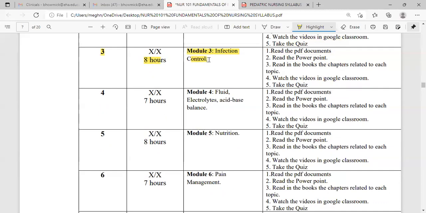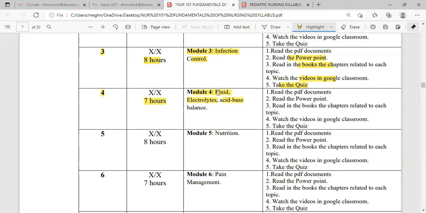Most important for the NCLEX board, you must get a question. Every student must carefully read this chapter. We provide you some PowerPoint, books, and videos, and at the end of this, you have to sit for the quiz. Week 4, basically 7 hours, module 4, content: fluid and electrolyte balance, acid-base imbalance.